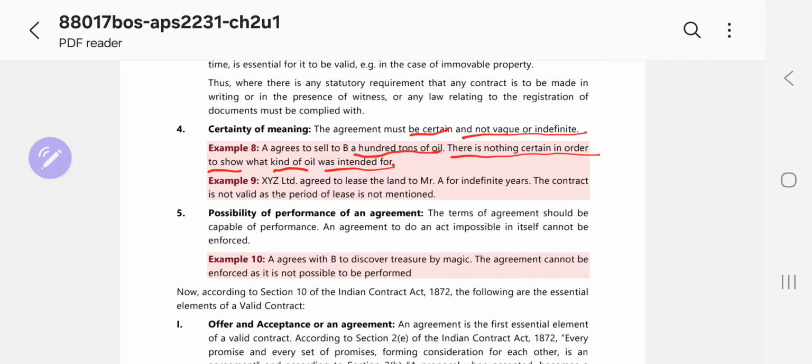In example 9, you can see XYZ Limited agrees to lease the land to Mr. A for an indefinite period, indefinite years. The contract is not valid as the period of lease is not mentioned here. So in the first example, example 8, there is no mention of the kind of oil, and in example 9 there is no mention of the period of lease. So this contract is a vague or indefinite contract. The contract should contain certain meaning or certain words or the agreed terms, then that contract is called a valid contract.